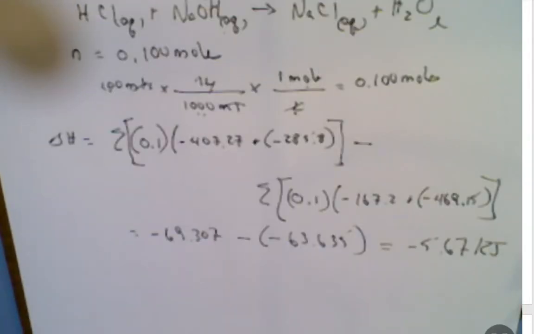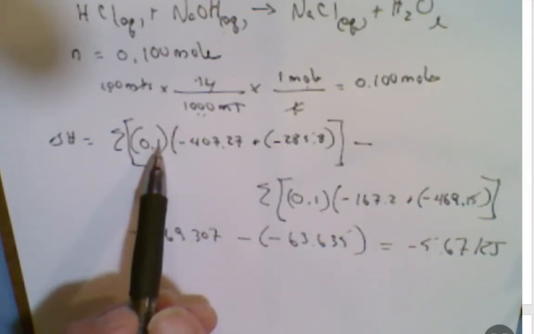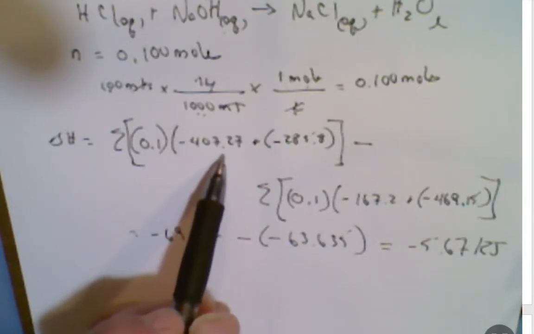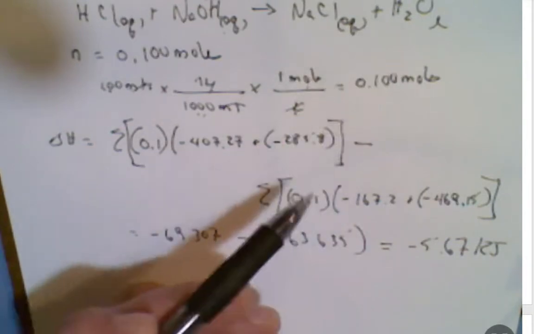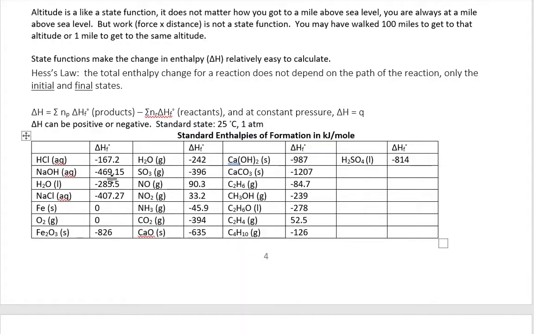Okay, so when I write this out, I have the sum of my products, the delta H of formation of my products. And where I get this number, negative 407.27, is I have my products, sodium chloride and water. So I'm just going to go look at the chart that we were looking at earlier. Sodium chloride is minus 407.27. And my liquid water is right there, minus 285.5. I wrote down 285.8. I must have found that on a different chart. We'll keep going with this.